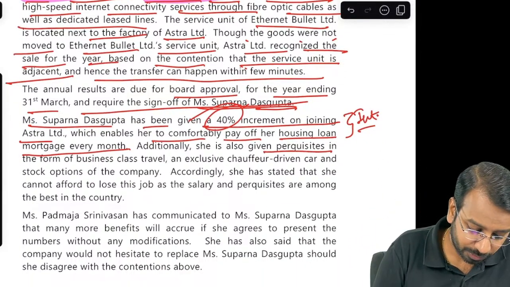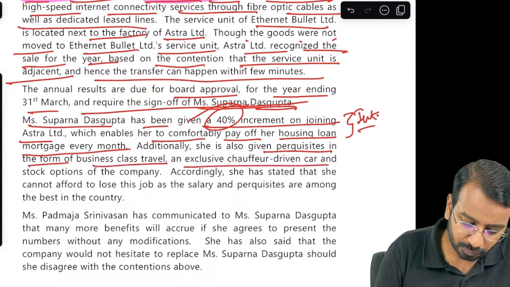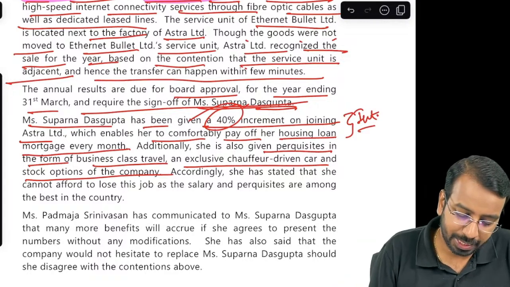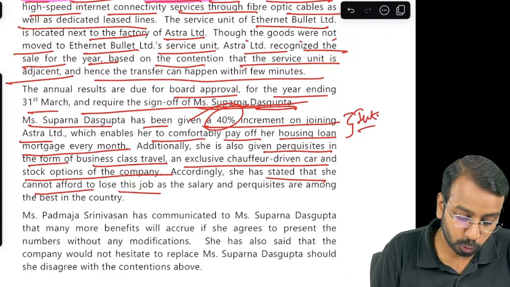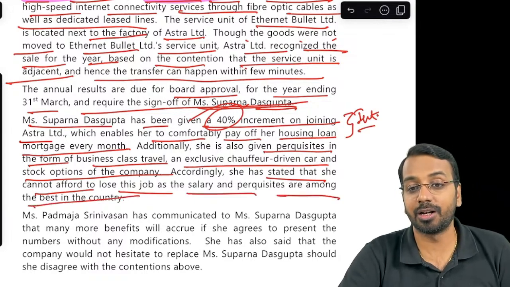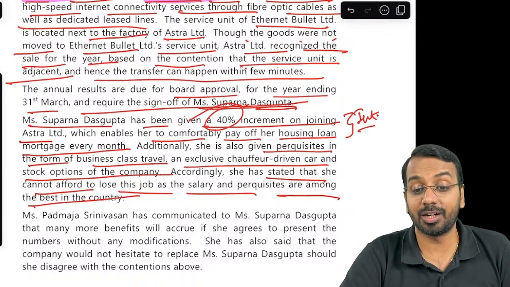Additionally, she is also given perquisites in the form of business class travel, chauffeur-driven cars, stock options of the company. So, luxurious life. Accordingly, she has stated that she cannot afford to lose this job as the salary and perquisites are among the best in the country. So here, what has happened? There is a threat to independence.